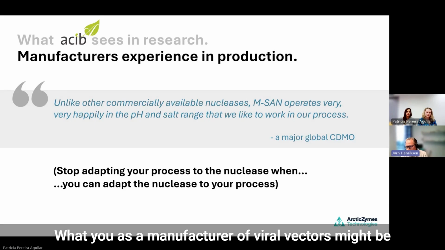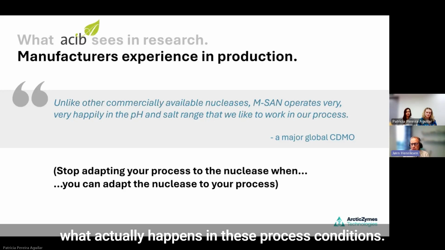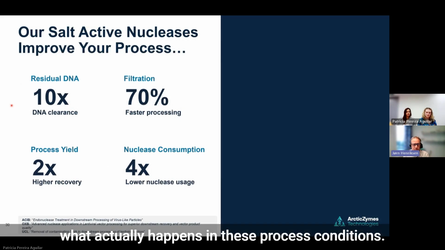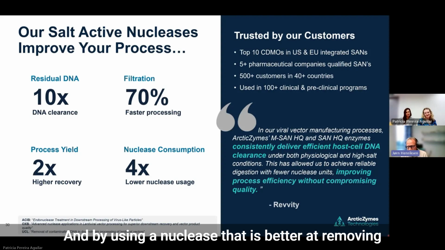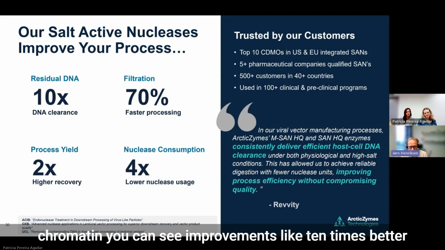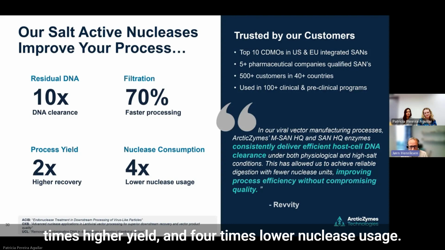What you as a manufacturer of viral vectors might be missing out on if your analytics are not accounting for what actually happens in these process conditions. These are observations that come from publicly available data, and by using a nuclease that is better at removing chromatin, you can see improvements like 10 times better DNA clearance, 70% faster processing, 2 times higher yield, and 4 times lower nuclease usage.